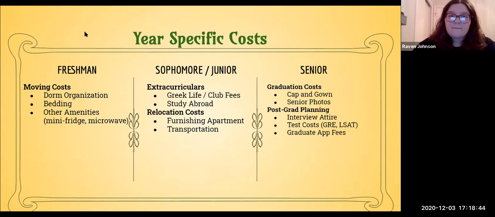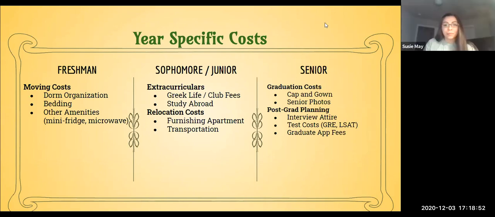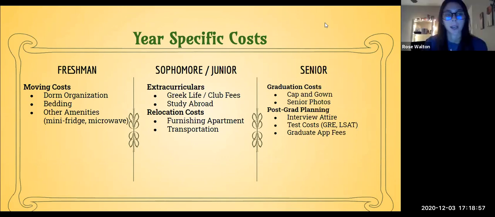Okay, and now we're going to get into some year-specific costs. So starting off with freshman year, you will have to consider your dorm organization, your bedding, or any other amenities like a fridge and a microwave that might come to dorm.